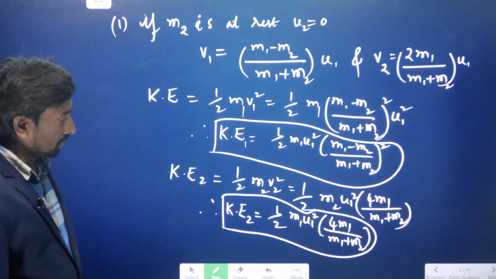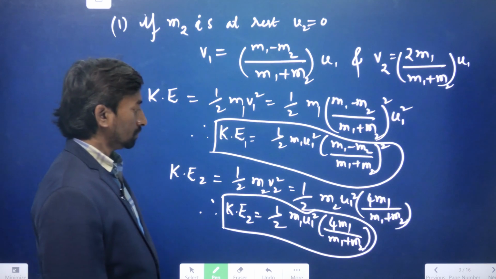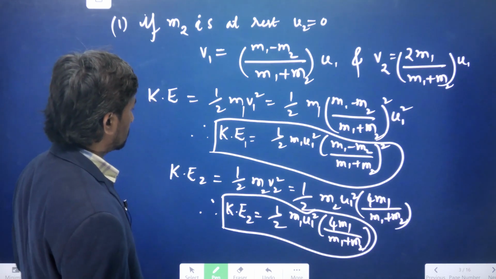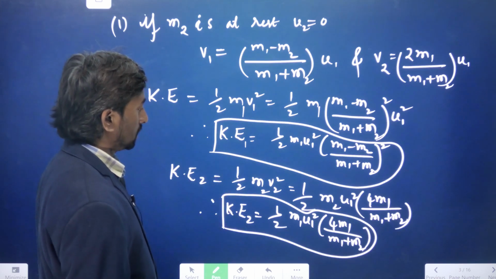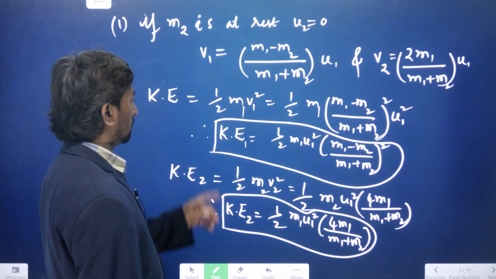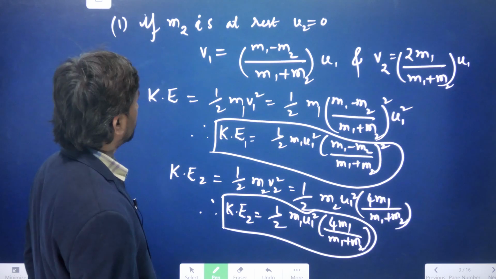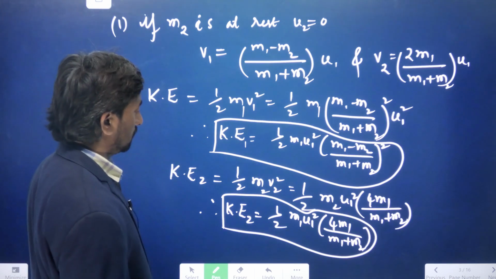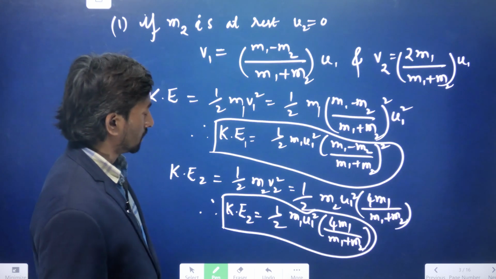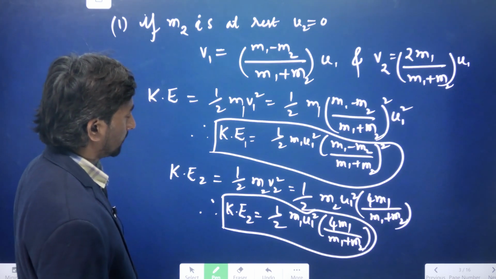So the change in kinetic energy we can write here: the initial kinetic energy of the body, K2 minus K1, or K1 minus K2. So here, if the masses are comparable, then the kinetic energy is given by the body.